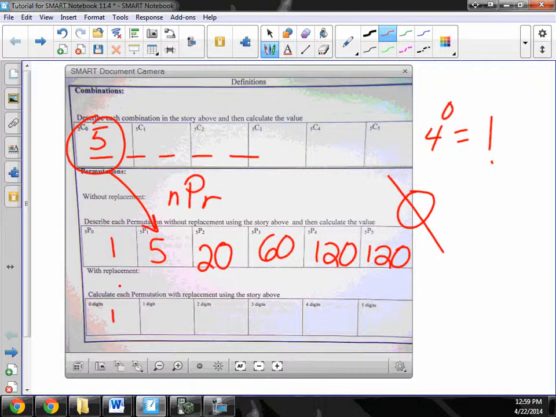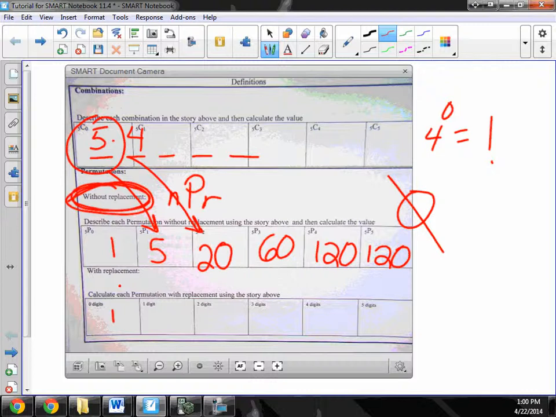Landon figured out the pattern a long time ago. Okay? Well, how many options are there for digit 2? There's only 4 options. How come? Because one of them is already out, and I'm not allowed to put it back in. Right? This is without replacement. So the second digit, there are 4 options. Well, what do you notice about that? 5 times 4 is 20.